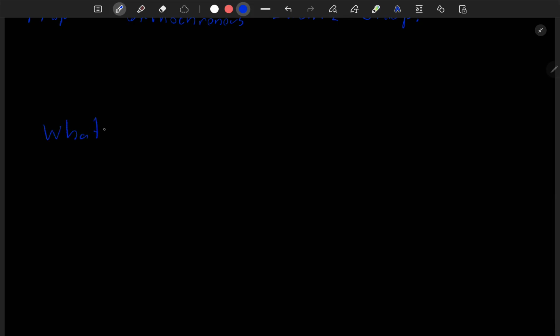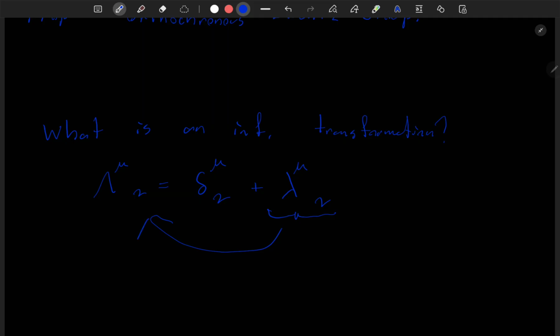Let's remind ourselves, what is an infinitesimal transformation? Well, in this context, it's going to be something that strays a bit from the identity. So the identity plus a little deviation, little lambda. We want to figure out some properties of little lambda so that we can later take the exponential map and recover a finite Lorentz transformation.